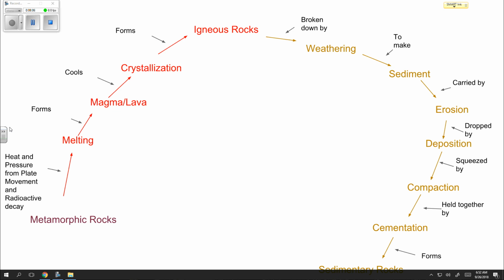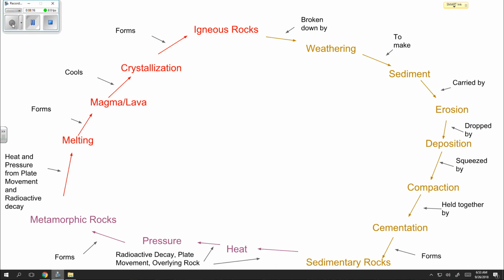From there, we're going to move through to metamorphic rocks. As we form those metamorphic rocks, the two main things that are going to cause them to form are heat and pressure. And again, that's going to be caused by radioactive decay, by plate movement, and by overlying rock layers. So those things are going to cause that heat and pressure.